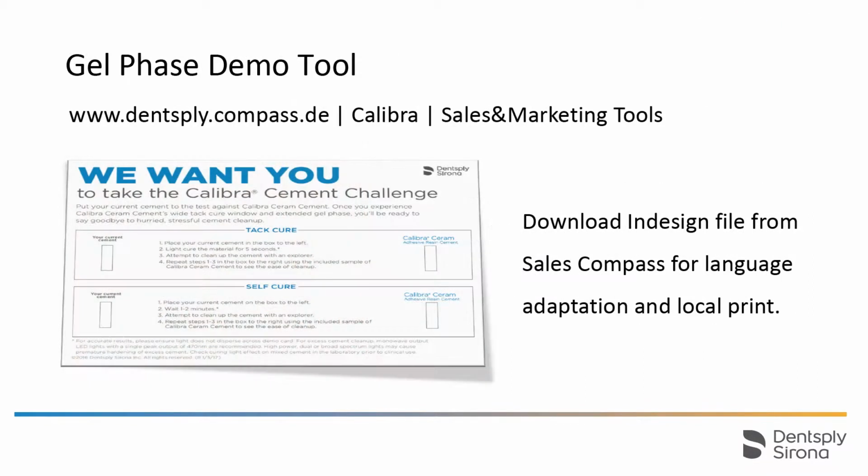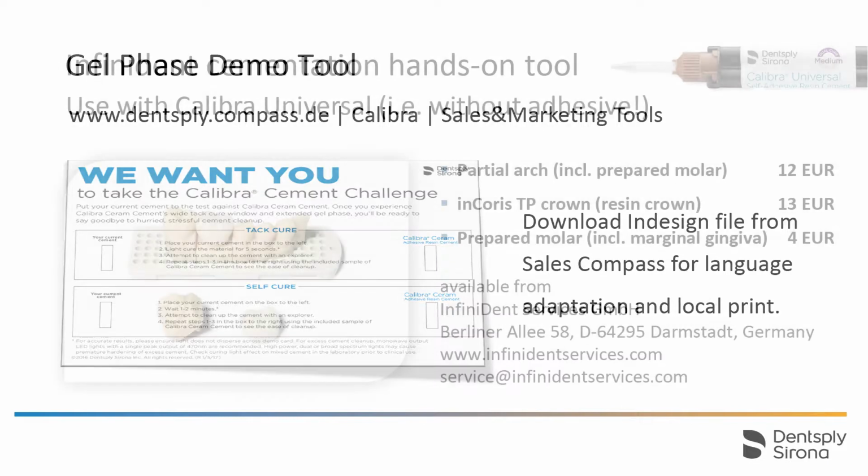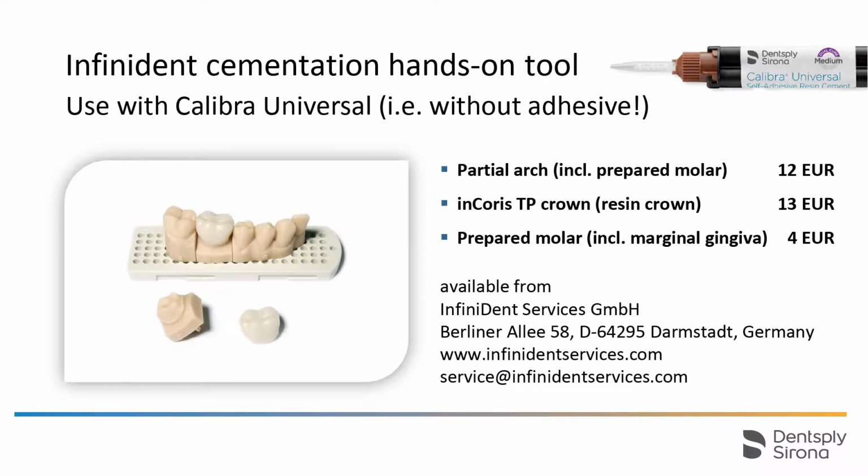Give your customers the opportunity of trying and comparing Calibra's extended gel phase for themselves. The gel phase demo tool, which you have just seen in some short videos, is available on the sales compass for this purpose. Together with your customer, dispense a sample of Calibra, light cure it, and compare the Calibra gel phase with the cement currently used by your customer. This great hands-on tool for demonstrating the Calibra cementation procedure and its easy cleanup feature is available from Infinident, Germany.